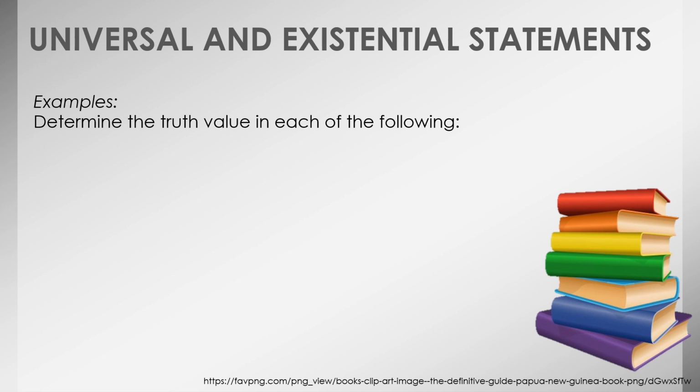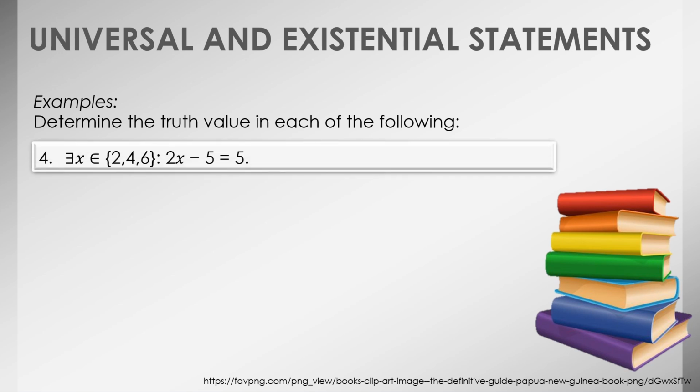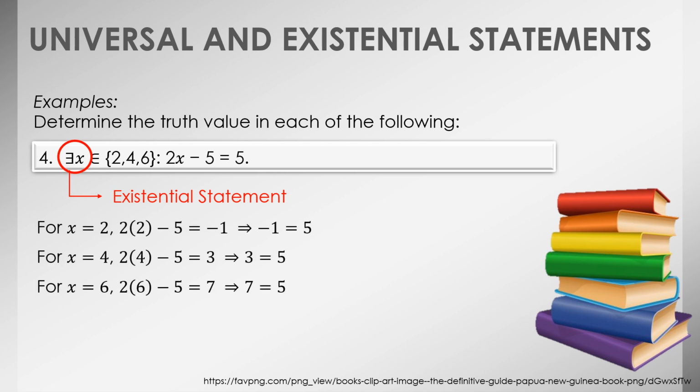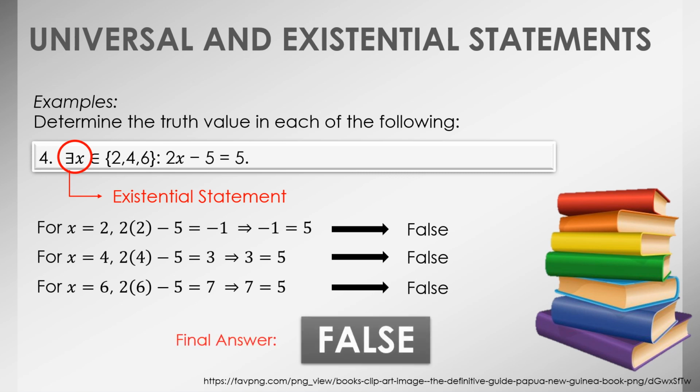Next example is given by this. For this example, we know that this is an existential statement because of this notation. This means that for the given statement to be true, we need to show that the statement is true only for some values of x. Now, like what we did in example 1 and 2, we are going to substitute the given values of x to the statement. And by substituting, we have this. Note that for any values of x, the statement is false. Thus, since we failed to show that there exists a value of x that makes the statement true, the given existential statement is false.